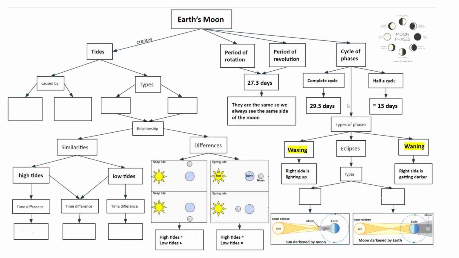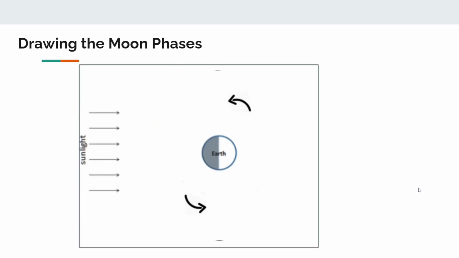Let's write this down. The two types of phases are waxing and waning. Waxing is when the right side of the moon is lighting up, and waning is when the right side of the moon is getting darker. Now, how would you draw the moon's phases? How do you even remember all this?